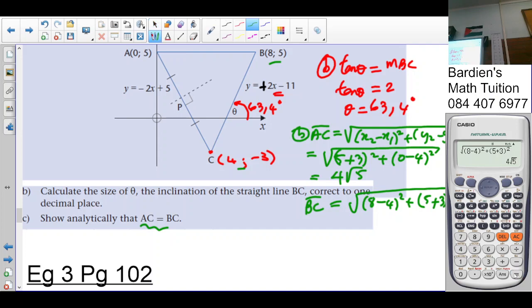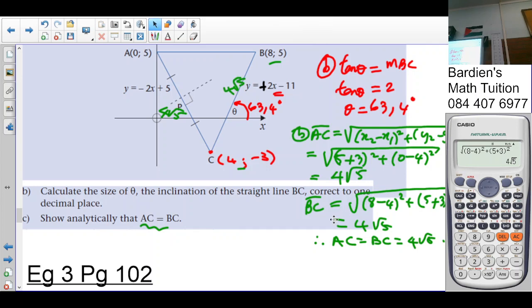So what do you notice here? They're the same. So in conclusion, I say therefore AC is equal to BC, which is equal to 4 root 5. Okay, you guys agree with that? So they are equal in length. Okay, you all okay with that?